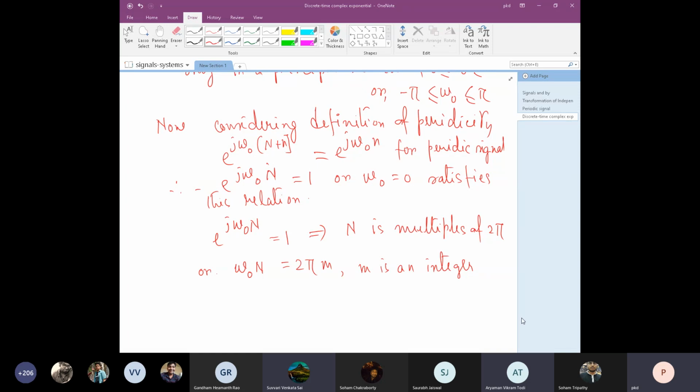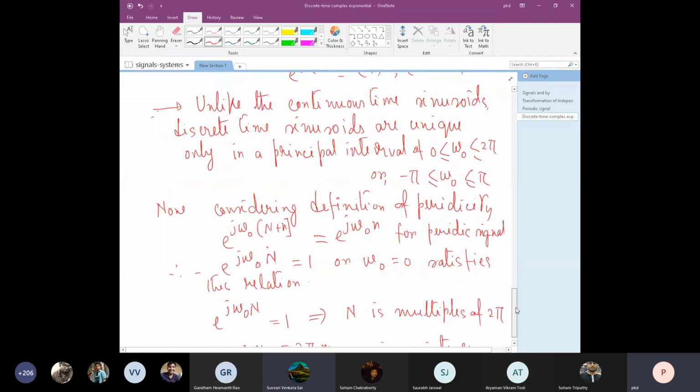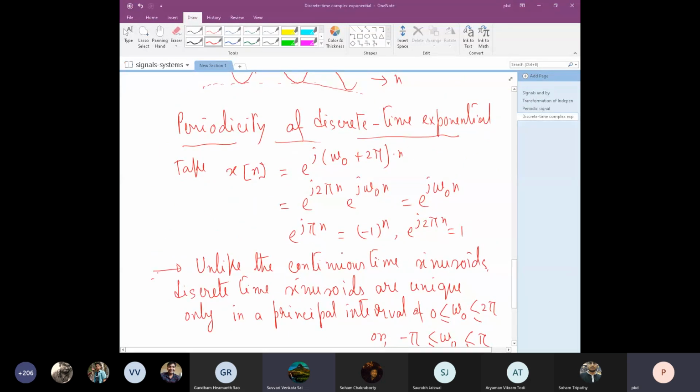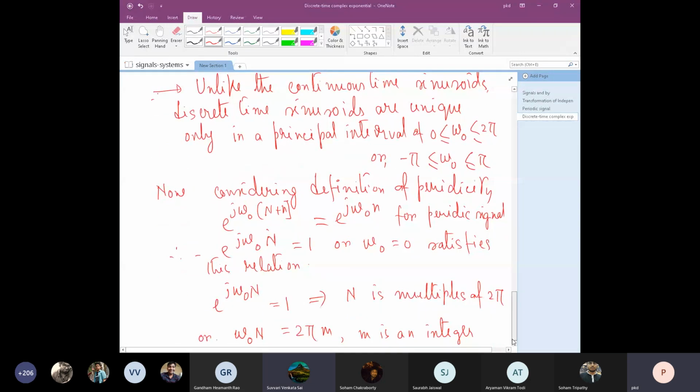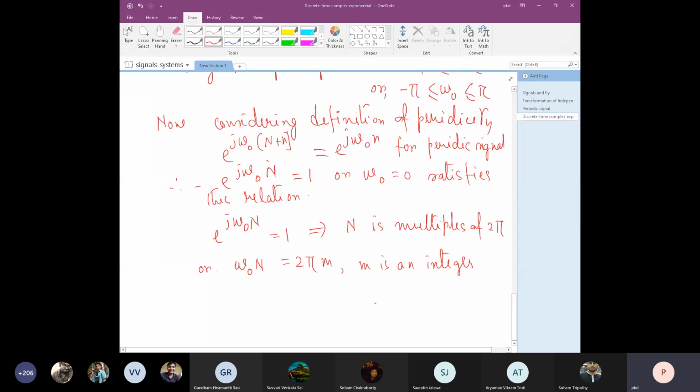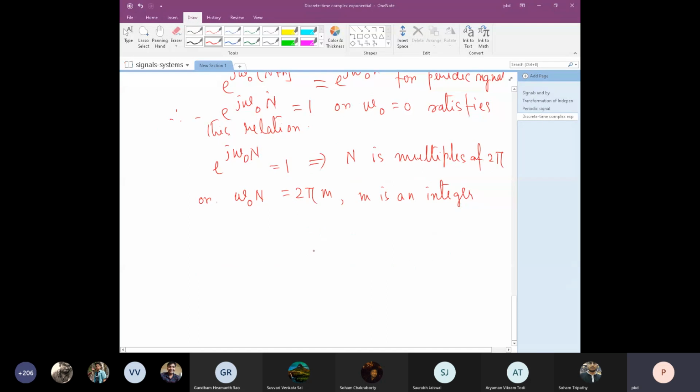We are satisfying exponential of j omega naught n equal to 1. So that is equal to exponential of j twice pi n, so that n is also an integer. Similarly, that n we are writing in a different index. That omega naught n is nothing but twice pi into m, where m is an integer, similar to the previous case where small n was an integer.